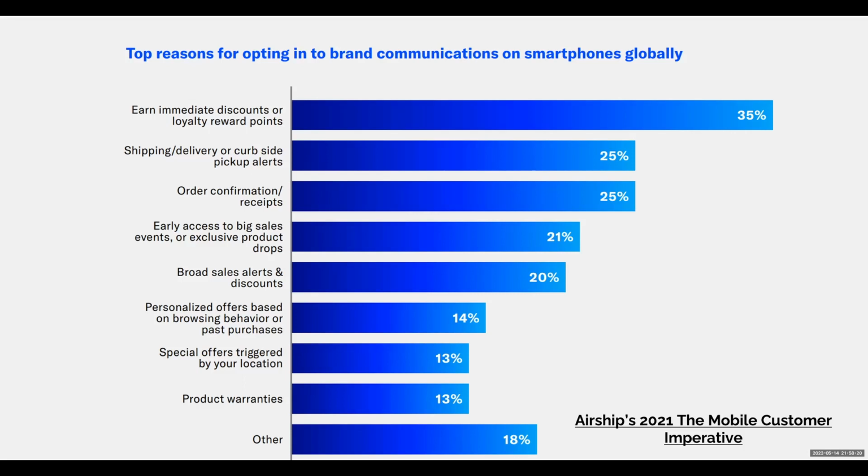for transactional reasons such as shipping delivery information, order confirmation receipts, and also for promotional reasons as well, such as to earn immediate discounts or loyalty reward points, early access to big sales events or exclusive product drops, sales alerts and discounts, personalized offers based on browsing behavior or past purchases, special offers triggered by location. So it's a variety of transactional and, more interestingly, promotional reasons as to why app users opt in to these brand communications on their smartphones.